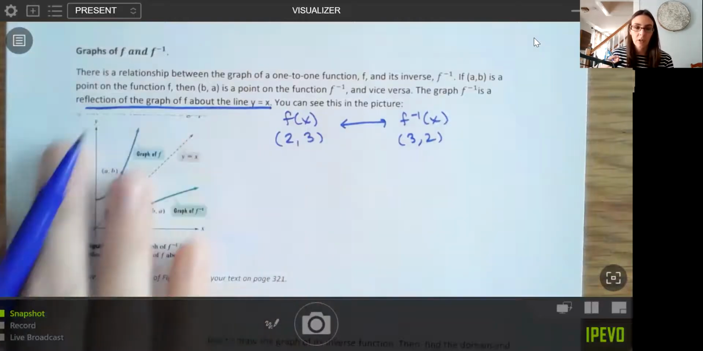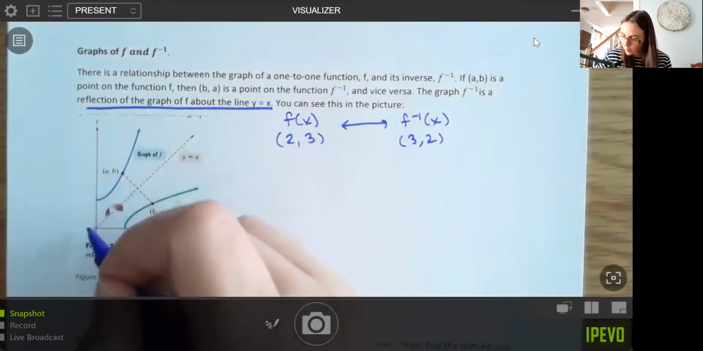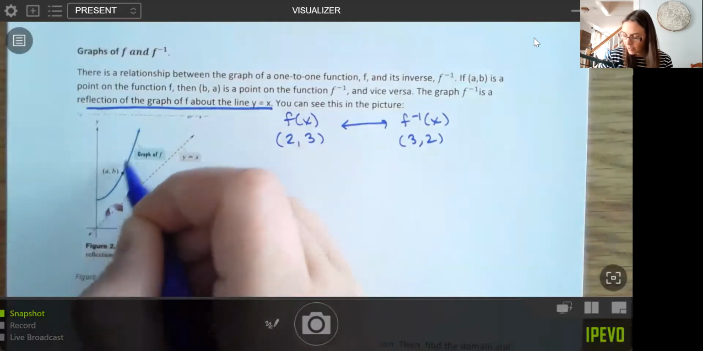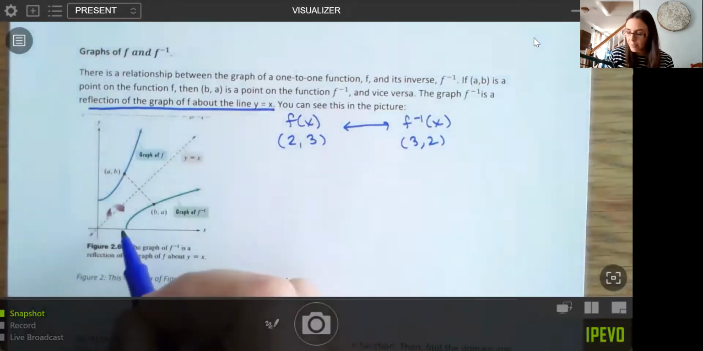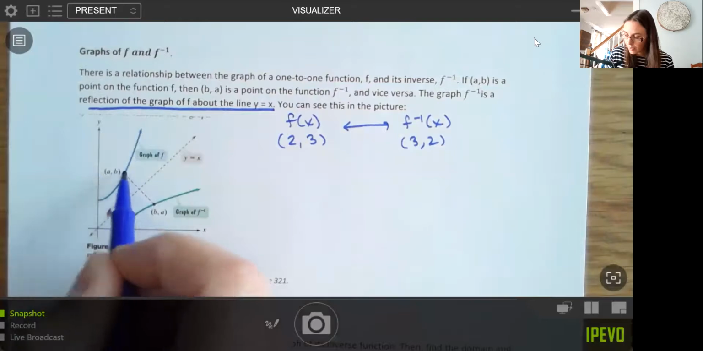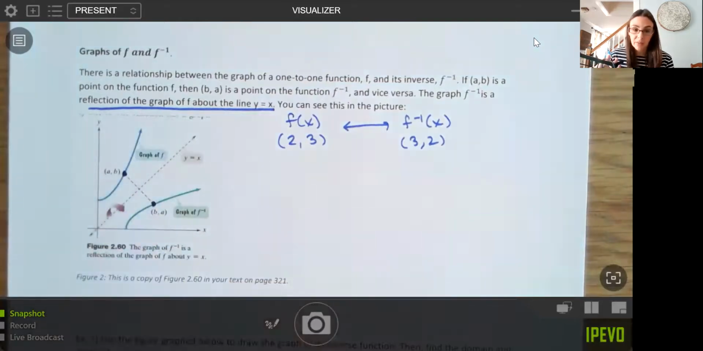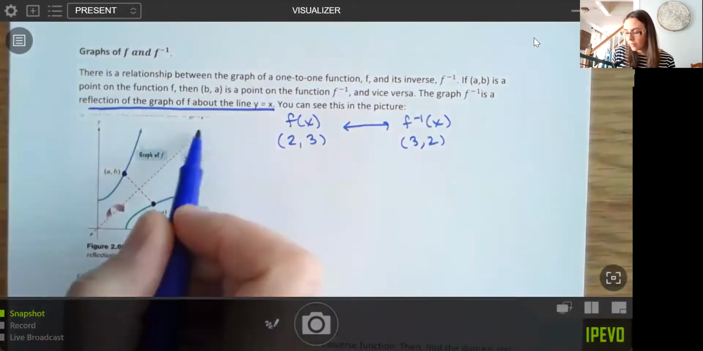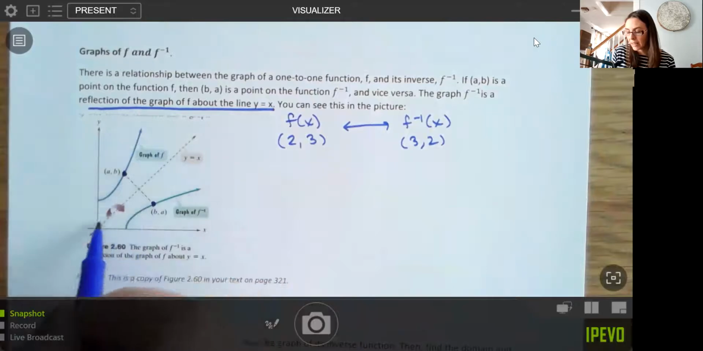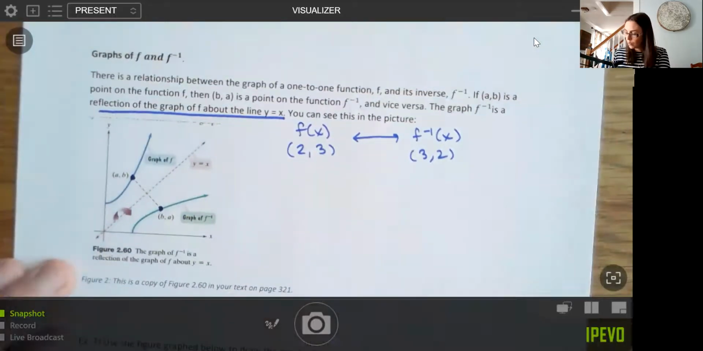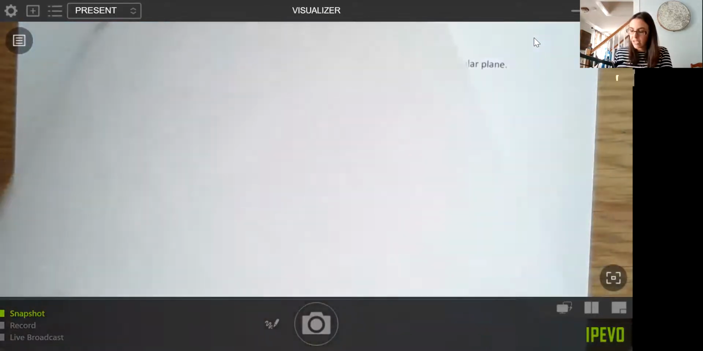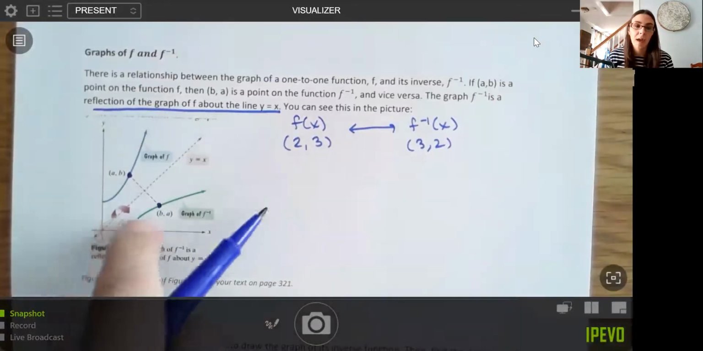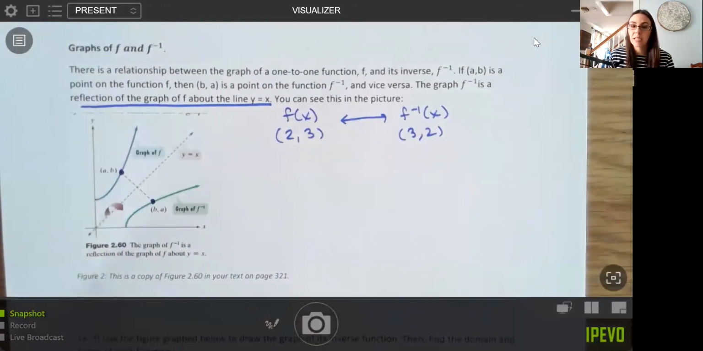Not every graph has to look like this, but here's that line y equals x. And then here is the original function. Here is the inverse function. So what happens is the point here and the point here are exact opposites. The points flip, and you have this reflection right along that line. So if you were to fold your paper along that line diagonally, you should get that those graphs are matching up. So that's what you see with functions and their inverses.